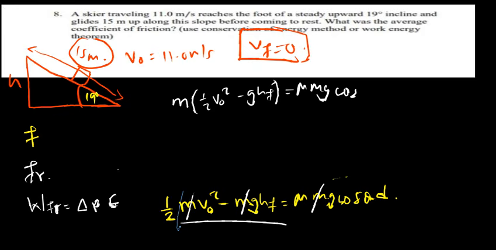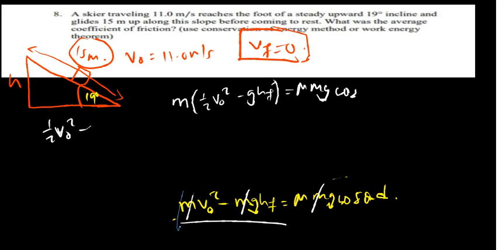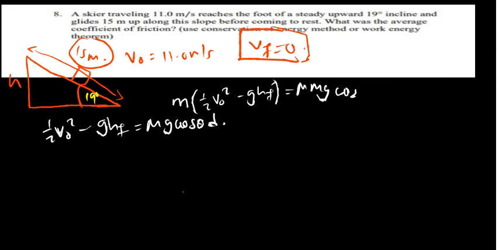Okay, so let's continue with our problem. After cancelling, we are supposed to have half v initial squared minus g h final, and this one has to be equal to mu times g cos theta d. We are together up to this point, right? We want to calculate the mu. Let's divide both sides by g cos theta d.